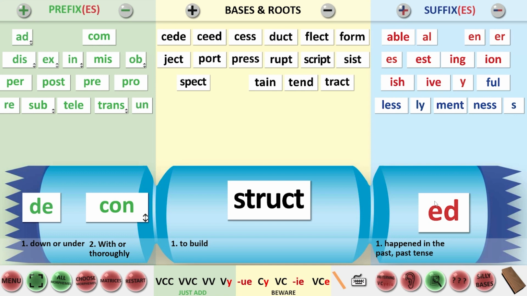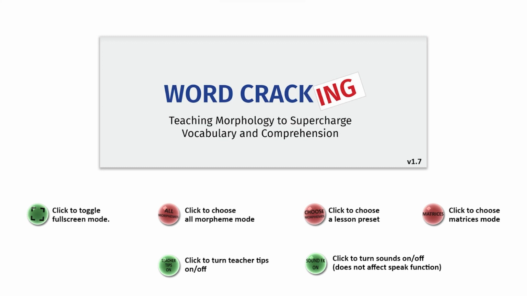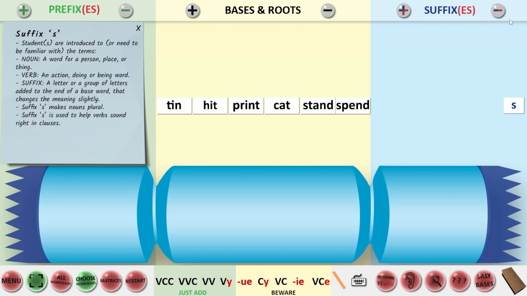So now you know what a morpheme is, you'll be good to go. Now that you understand what a morpheme is, let's have a look at how you can get started with your student. Go to the home page and click to choose a lesson preset. Then go over to the right-hand side and select suffix s and the green Go button.